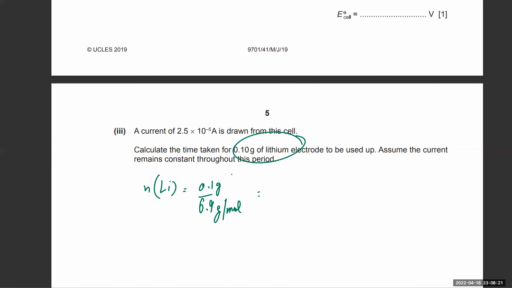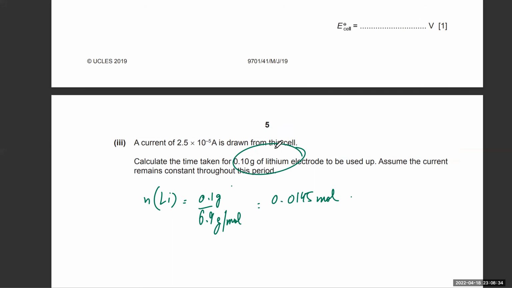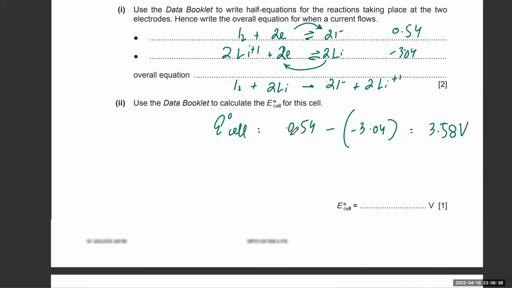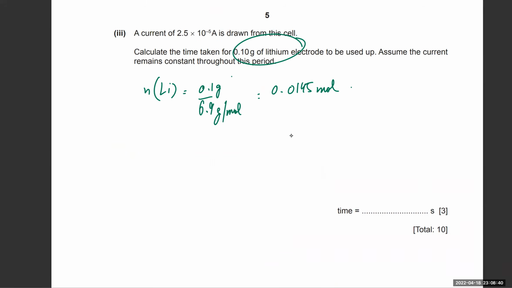So we got 0.0145. So we have these many moles. And how many electrons are needed to get rid of this much lithium? 1 lithium loses 1 electron, right? So you can figure out the moles of electrons. That's going to be the same, 0.0145 moles of electrons, because 1 lithium loses 1 electron.